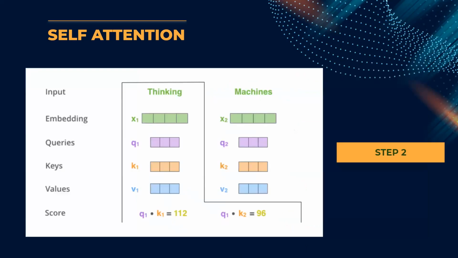Now, imagine you need to create a new representation for the word thinking, while also incorporating the knowledge from the other words. For that, you need to learn how much the other words affect this word, right? Hence, use the query of the word that you are creating the representation for and multiply it with the keys for all the other words. For example, you're creating the embedding for thinking here. You take the query of thinking and multiply it with the key of thinking and machines and all the other words that are present in the sentence. In this way, you create a score.